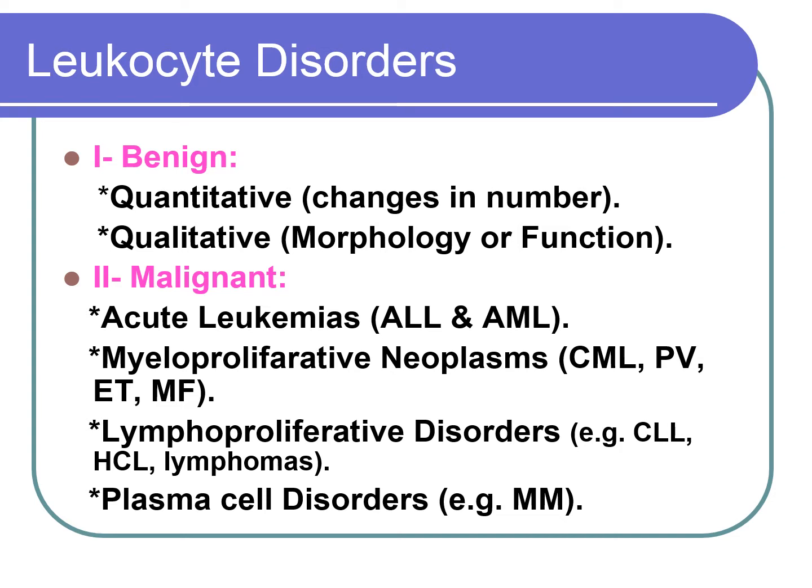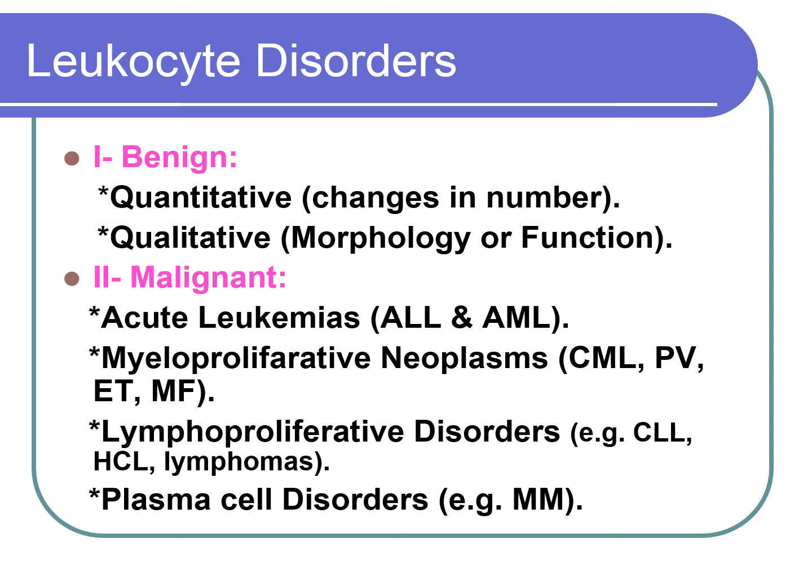We can classify the leukocyte disorders into benign or malignant disorders. The benign disorders are either quantitative or qualitative. Quantitative means we have a change in the number of the white blood cells. Qualitative means we have a change in either the morphology or the function of these white blood cells.